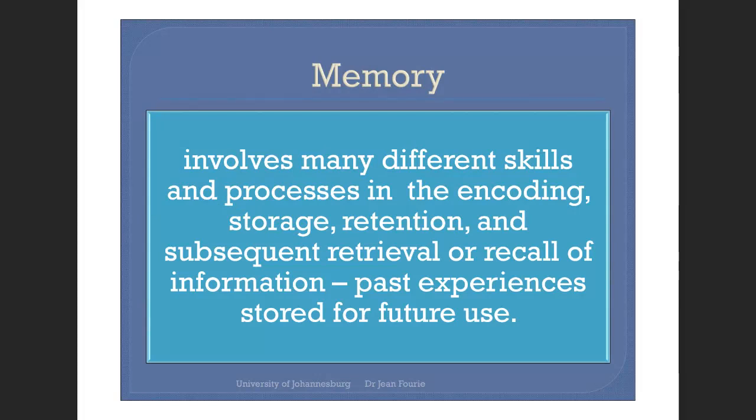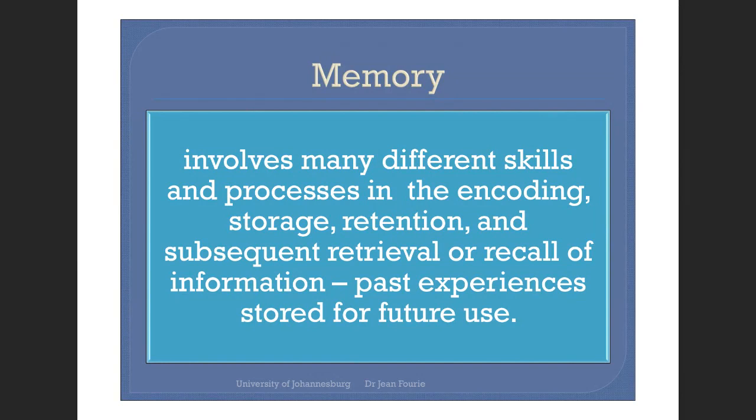So memory involves many different skills and processes in the ability to take information in from the world, encode it into a form that our neural network can understand in our brains, store that information in the correct storage compartments, retain it, and retrieve and recall the information at the correct time in the correct way that is useful for, let's say, writing or doing maths or reading. So the ability to recall information is part of memory.